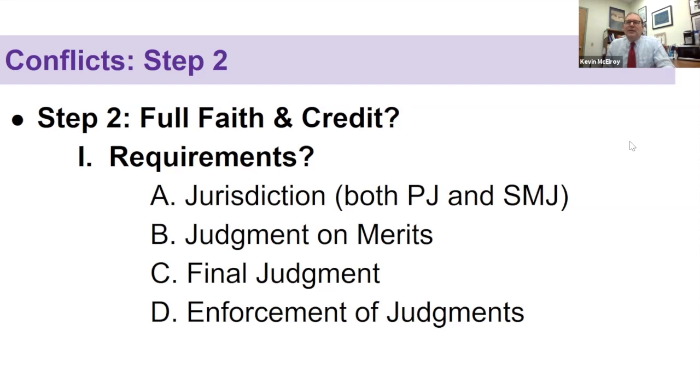Okay. But they won't do that if there wasn't proper jurisdiction in the Ohio court, both personal and subject matter jurisdiction over me. Okay. There has to be a judgment on the merits. Now that includes summary judgment, it includes default judgments against me. Okay.